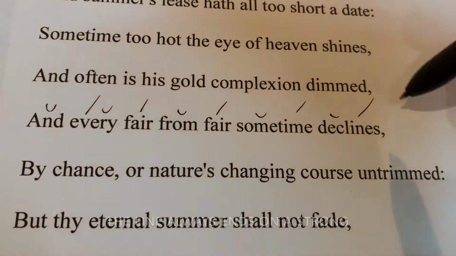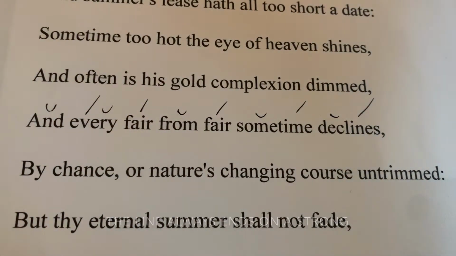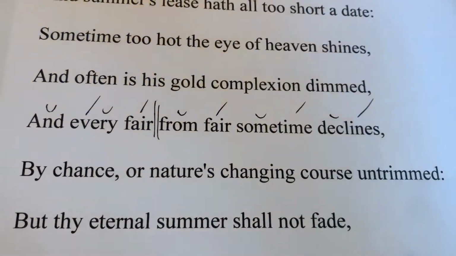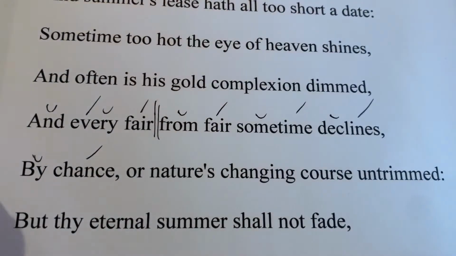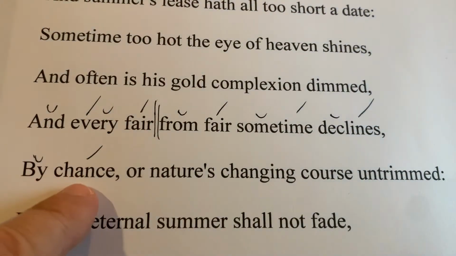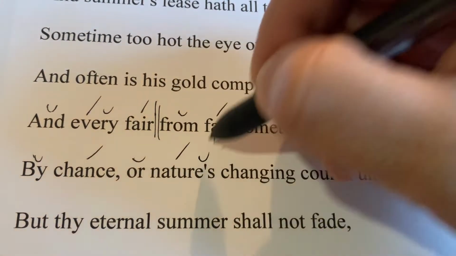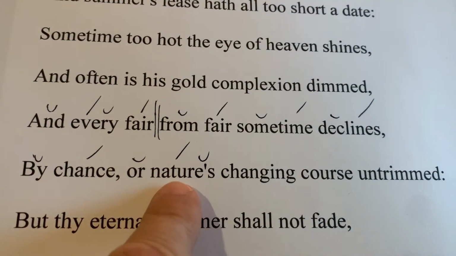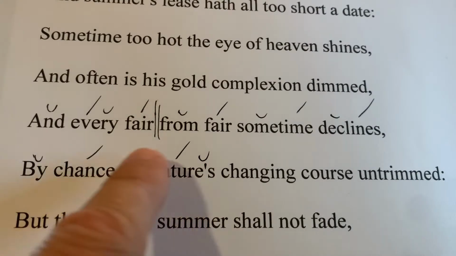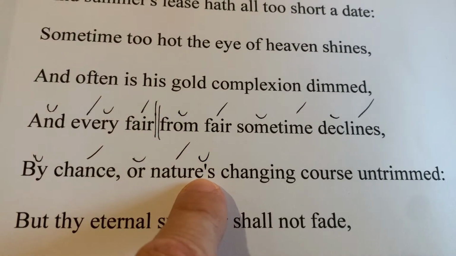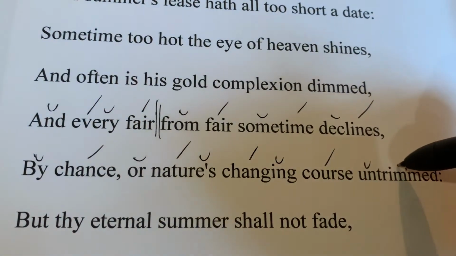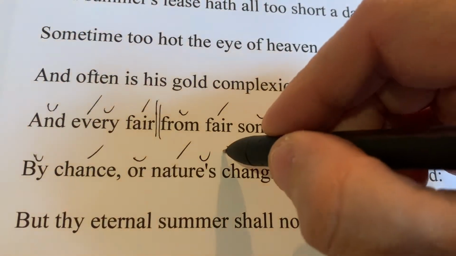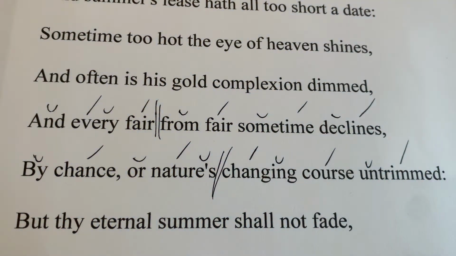A line always ends on a strong to carry the rhyme. You can see also the caesuras right here. From every fair from fair sometime declines. By chance, grammatical functional word, noun, or nature's. See, that's the root taking the stress. That's a grammatical functional word. That's a functional grammatical part of the word. Changing course, untrimmed. And there's the caesura right there. By chance or nature's changing course, untrimmed.